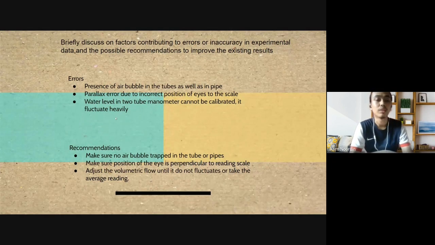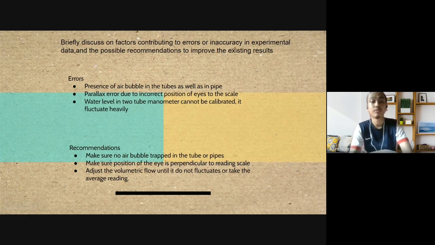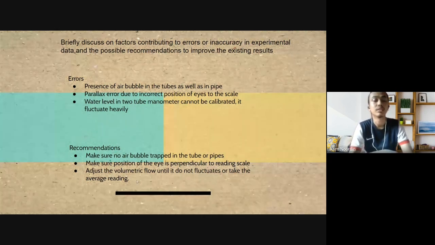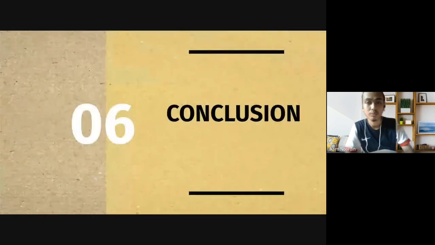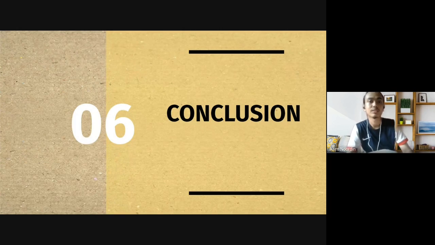So my recommendation is to make sure no air bubbles are trapped in the tube or pipe before the experiment, make sure the position of the eye is perpendicular to the reading at the meniscus, and adjust the volumetric flow until it does not fluctuate, or take the average reading for every experiment. Okay, next one, I will pass to the conclusion.